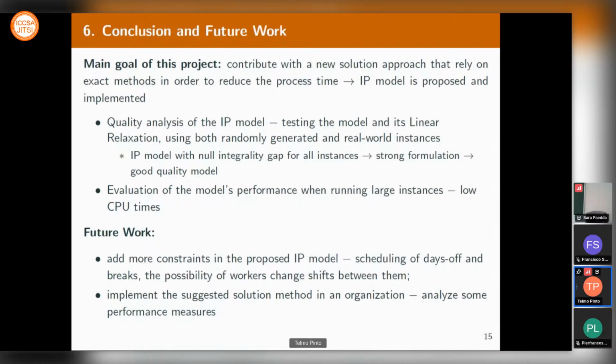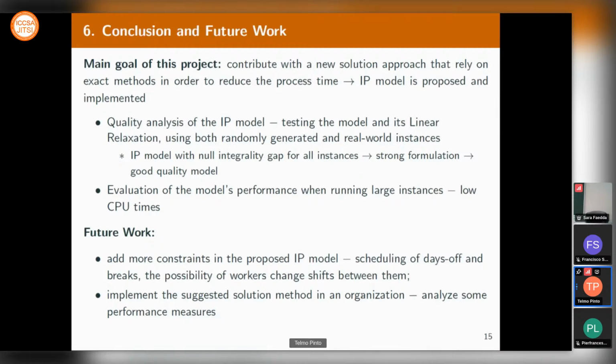In conclusion, the aim of this work is to contribute new approaches to automatic answers to the personnel scheduling problem. How? Using a solution approach that relies on integer programming. We test the model and its linear relaxation using both randomly generated and real-world instances. An important note is the null integrality gap that we reached for all instances, which shows us that we are reaching a strong formulation and a good quality model for this problem.